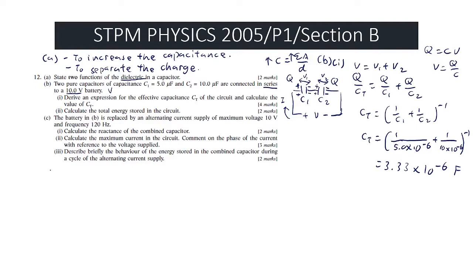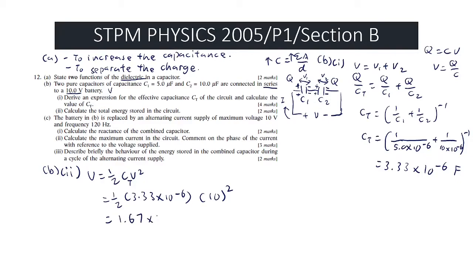And the second part, calculate the total energy stored in the circuit. So the total energy is given by 1 over 2 CV squared, and of course this C is CT. This is 1 over 2, CT 3.33 times 10 to the negative 6, and the voltage is given by 10 for the battery squared, which is 1 over 2, 3.33 times 10 to the negative 6, and 10 squared, I get 1.67 times 10 to the negative 4 joule.